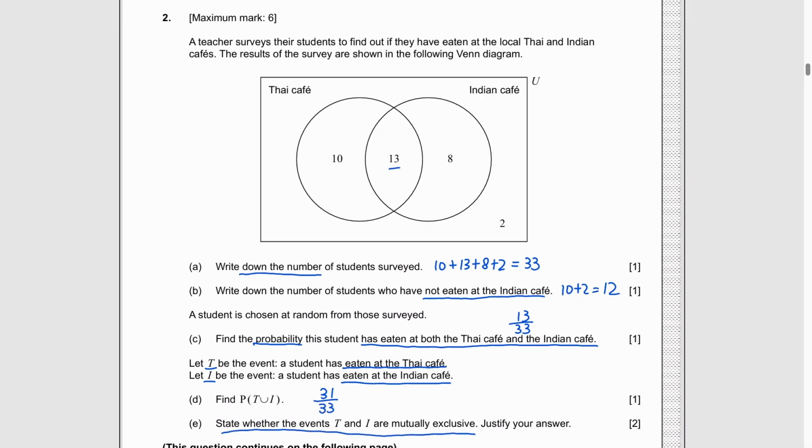Part E. We check whether T and I are mutually exclusive. For that, we look at the probability of their intersection. Since it's not zero, they are not mutually exclusive.